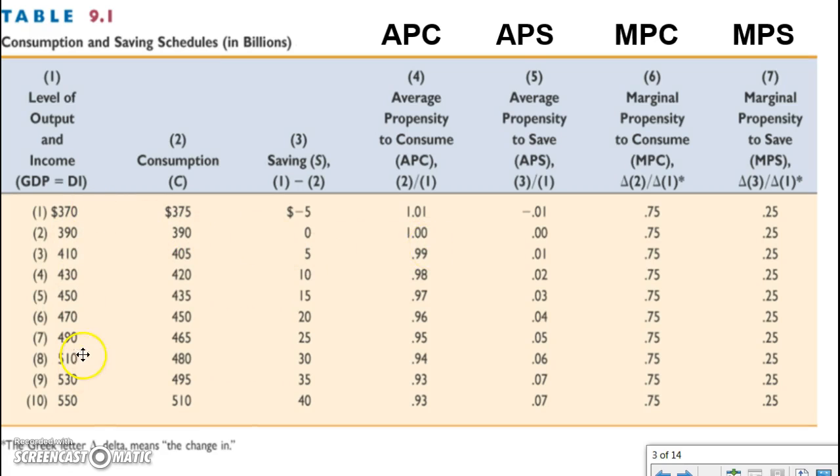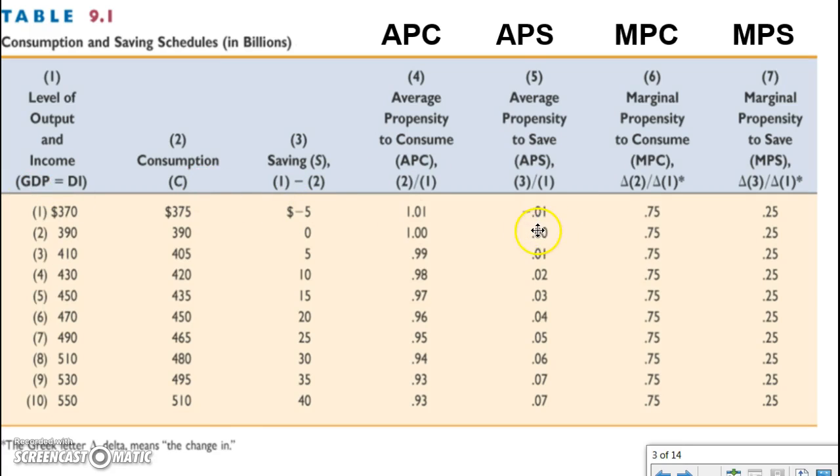And as people's incomes go up, look what happens to their average propensity to consume. It goes down, so they're spending more dollars, but they're spending a lower percentage of their income. Why? Because they're starting to save more. So the next column, column five, is the APS, or the average propensity to save. So here we're just taking column three and dividing by column one.